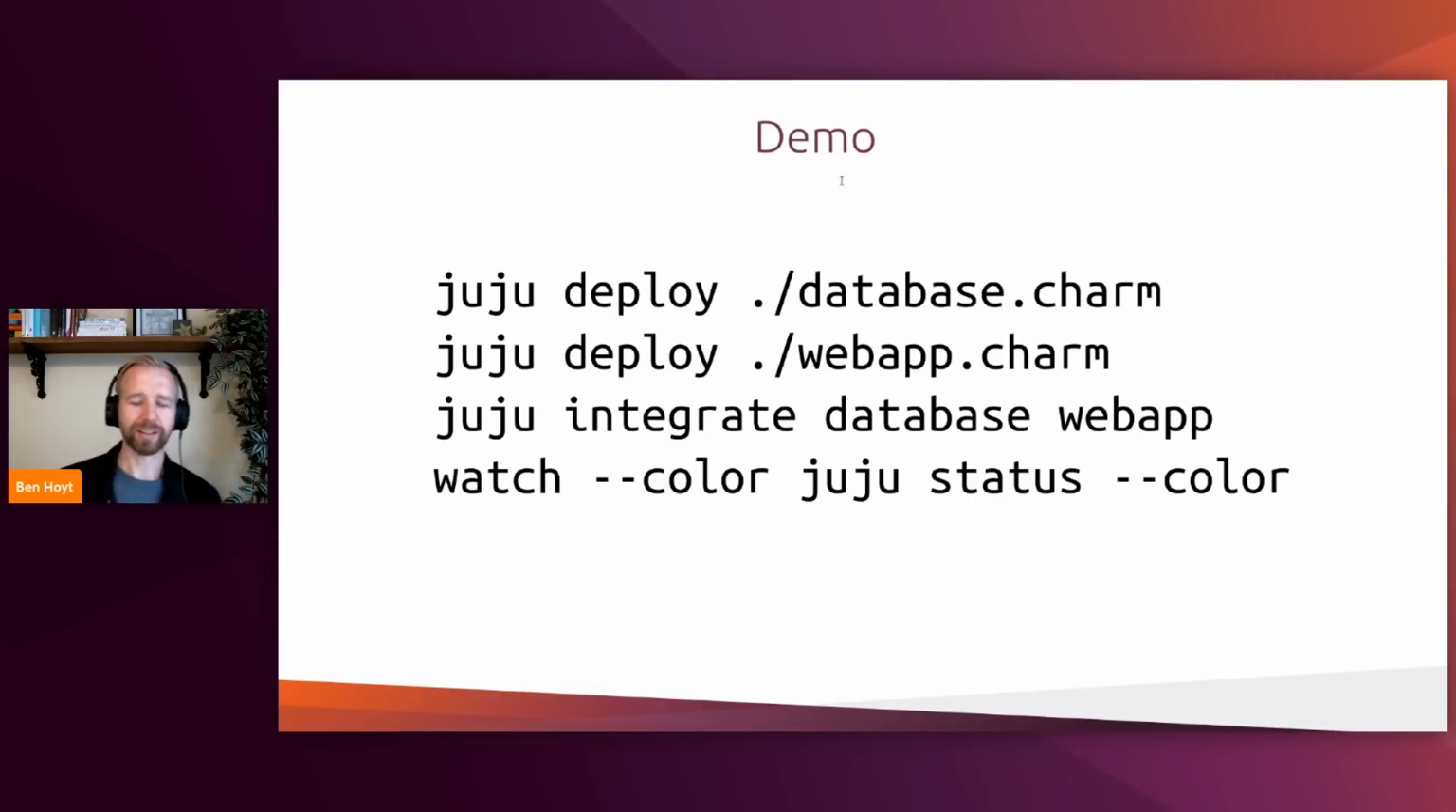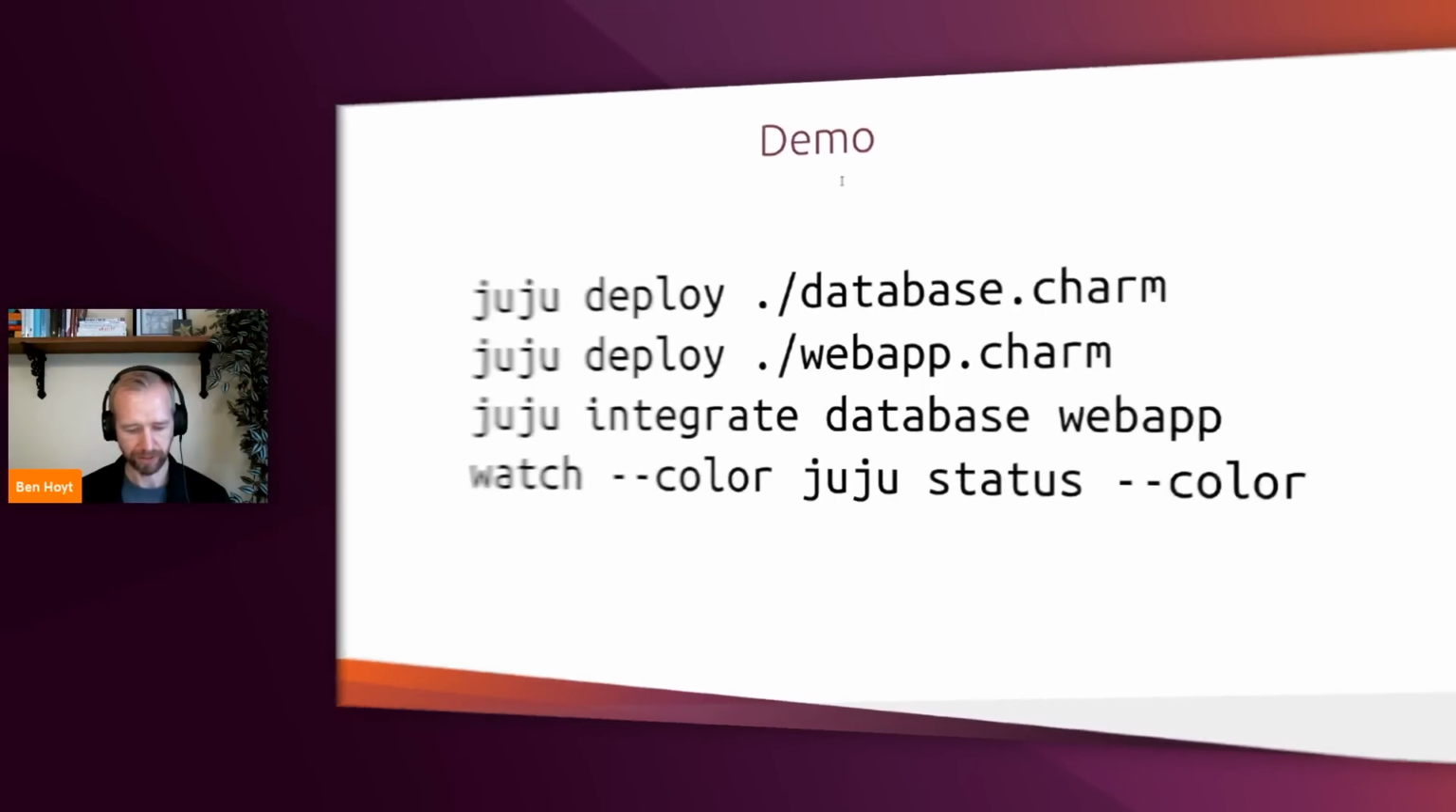So next, I would like to show you a little demo of deploying a dummy database and a web app charm along the lines of what I showed on the previous screen. So the code on the previous screens is taken directly from these charms, and we'll go through that now. So the commands I had on the screen there, we're going to deploy the database, we're going to deploy the web app, we're going to integrate the two, and we're going to watch it happen using Juju status.